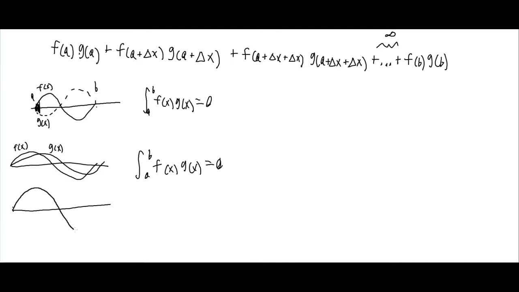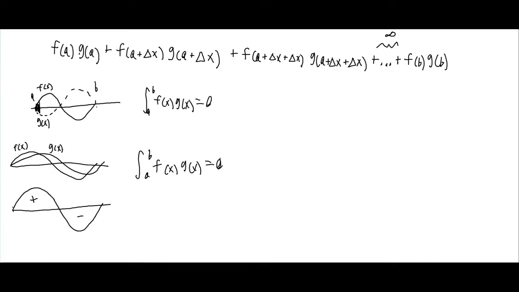And so then when we add this all together, this part here is positive, this part is negative, so that would end up being equal to zero. So yeah, this sort of function here should work for that.